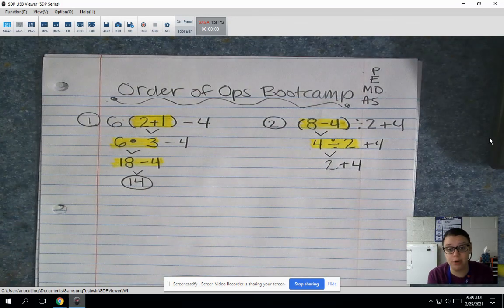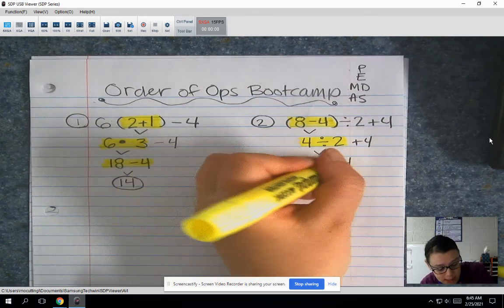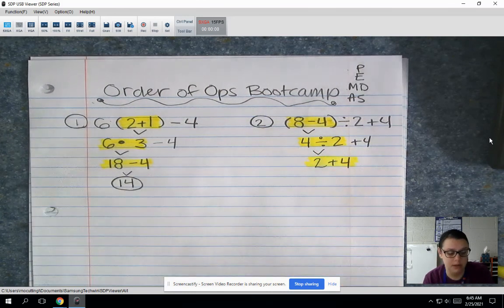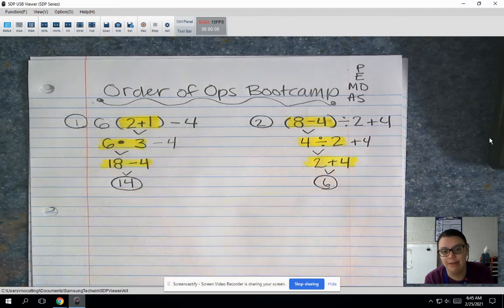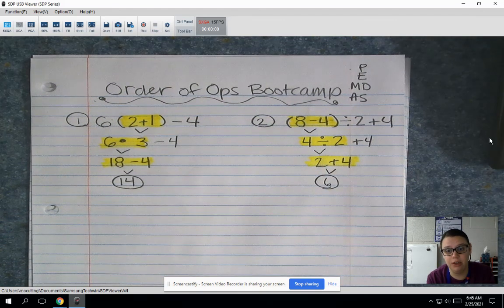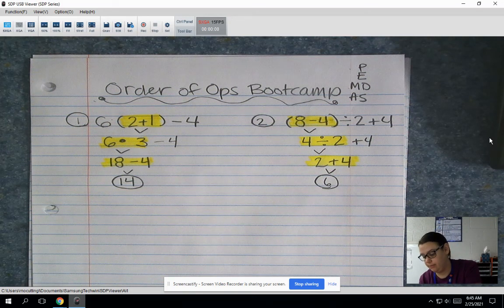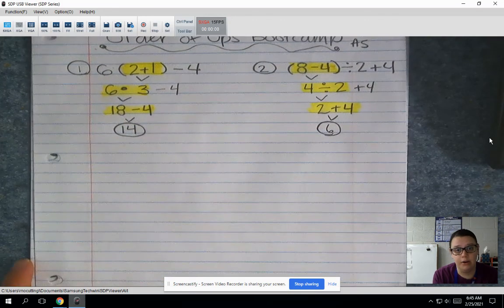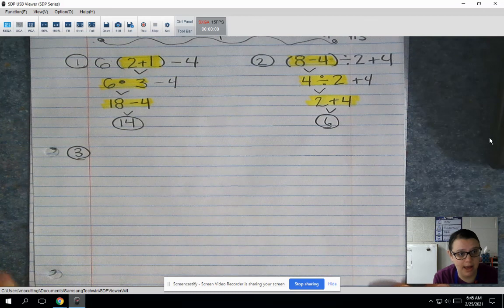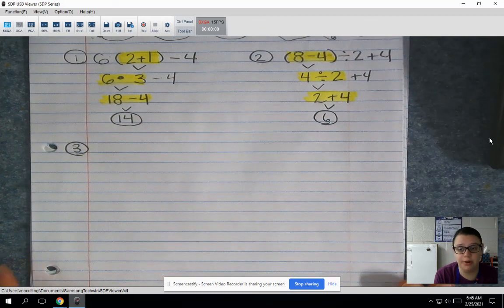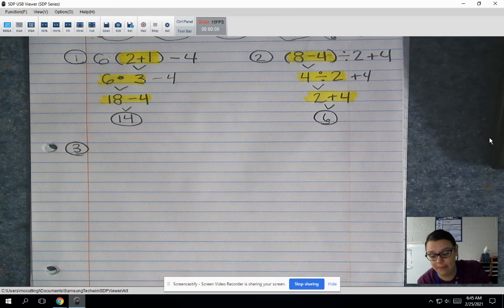Now I'm down to just one step. I'm going to highlight it. 2 plus 4 gives me 6. That's my answer. If you are listening at this point, please draw a star next to that 6. All right, number 3. This is the last one that I am going to fully show you or do without you trying it on your own.